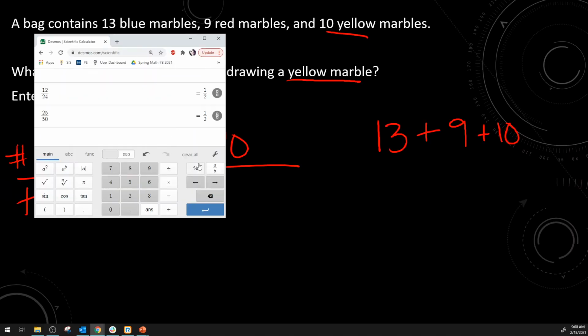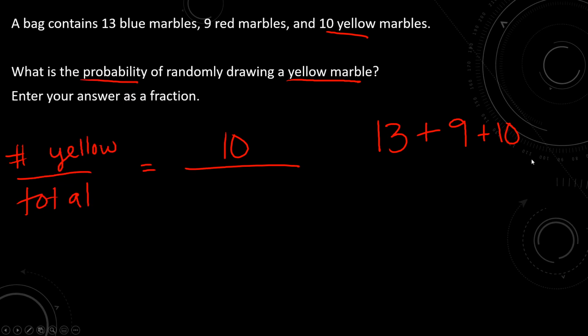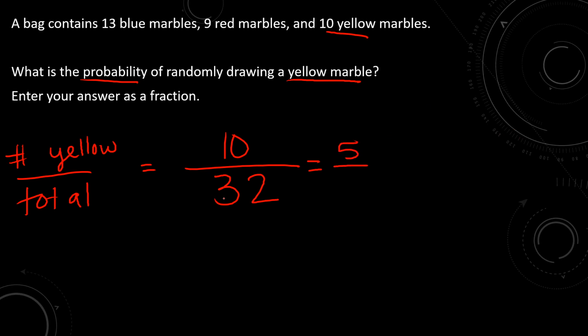And to make sure you don't make any mistakes, you can absolutely type this into Desmos. So 13 plus 9 plus 10, which gives us 32. So that means that 10 over 32 is our probability of drawing a yellow marble. You can simplify this, right? I can divide both top and bottom by 2 because they're even. So 10 divided by 2 is going to be 5. 32 divided by 2 is going to be 16. So when I simplify it, I get 5 over 16.